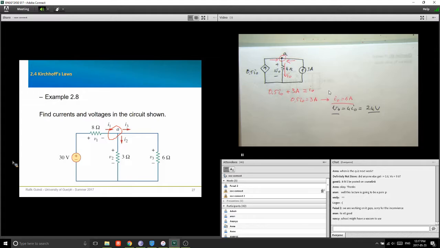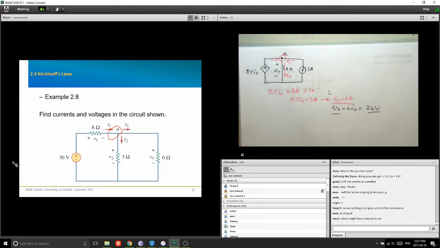Can somebody tell me what would that KCL look like? Sum of the currents flowing in equals the sum of the currents flowing out. Yes? It would be I1 equals I3 plus I2. I1, yes, exactly. So you're going to have this equation I1 equals I2 plus I3, right? That's KCL at node A. Okay, so we have one equation now.